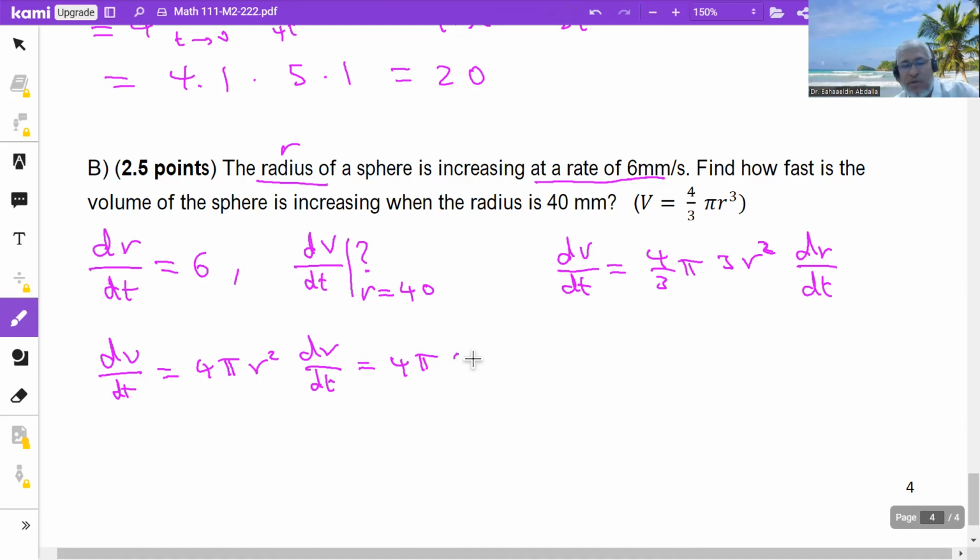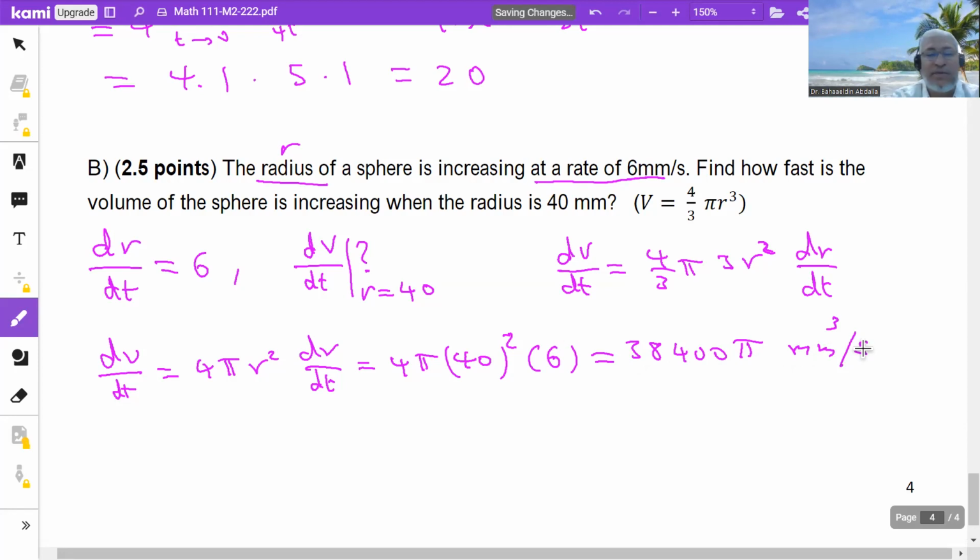Well, r is 40, dr by dt is 6. Now, if you multiply by the calculator, you will have 38,400 pi, that is 6 times 4 times 40 squared times pi. And if you want to write the units, it's millimeter cubed per second, because this is the volume.